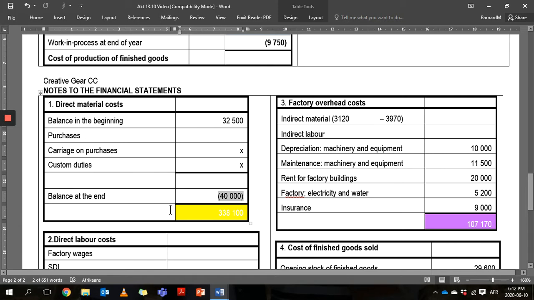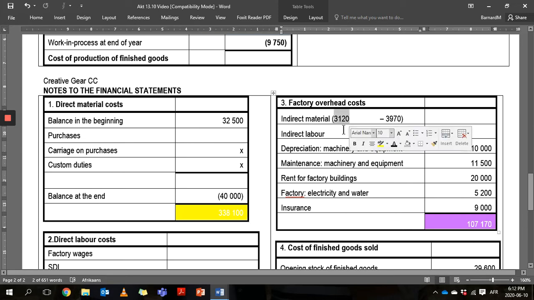Then they say consumables on hand, obviously for indirect material. That will go to your factory overheads, where you have your opening balance of 3,120 and your closing balance of 3,970. We will here then add the purchases of the indirect material, and the final amount here will then be the amount that we use in order to do the production.